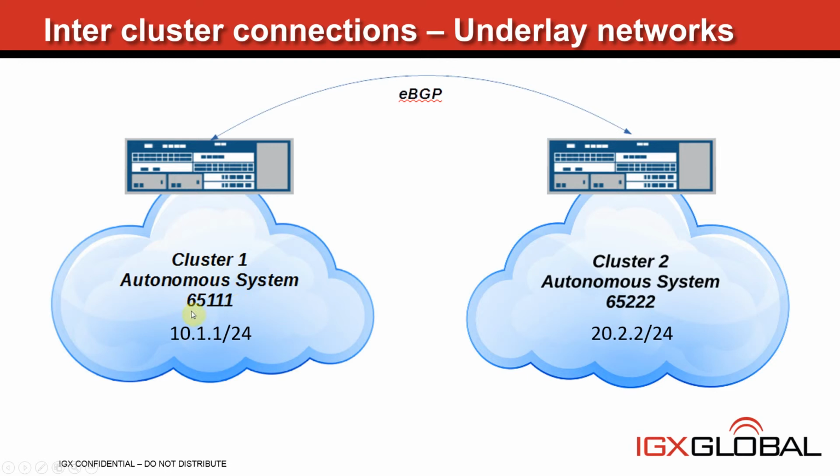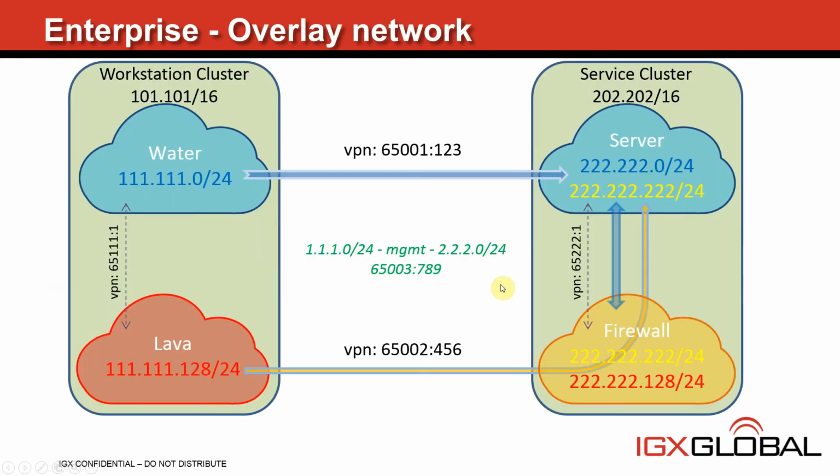So each cluster runs its own autonomous system, 65.111 and 65.222, and this is the overlay network that I'll be showing today. The purpose here is to have cluster number 1 serving as a workstation cluster and cluster number 2 serving as a service cluster. So this is where I have my server and one virtual firewall running.